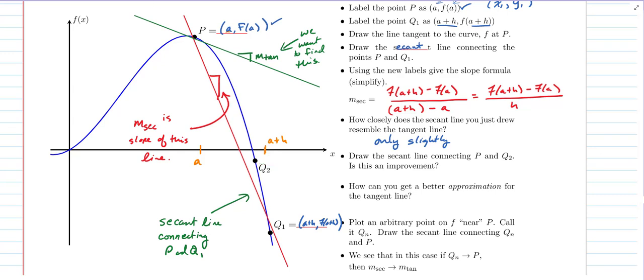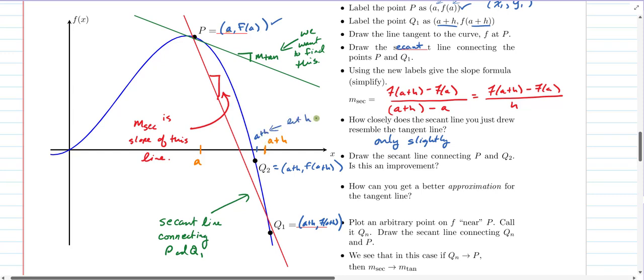So if h were a smaller number, then this point Q2 would have the ordered pair a plus h, comma, f of a plus h, but h now is a smaller number, meaning that the x-coordinate has been moved closer by letting h get smaller. So if I let h get smaller, then that will bring this x-coordinate closer to this x-coordinate. And now, if I go ahead and construct the secant line, connecting these 2 points, let me give it a shot here.